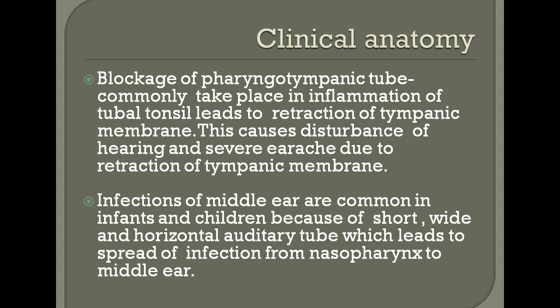Clinical anatomy of the auditory tube. Blockage of pharyngotympanic tube commonly takes place in inflammation of tubal tonsil, which leads to retraction of tympanic membrane. This causes disturbance of hearing and severe earache due to retraction of tympanic membrane. Infections of middle ear are common in infants and children because of short, wide and horizontal auditory tube, which leads to spread of infection from nasopharynx to middle ear.